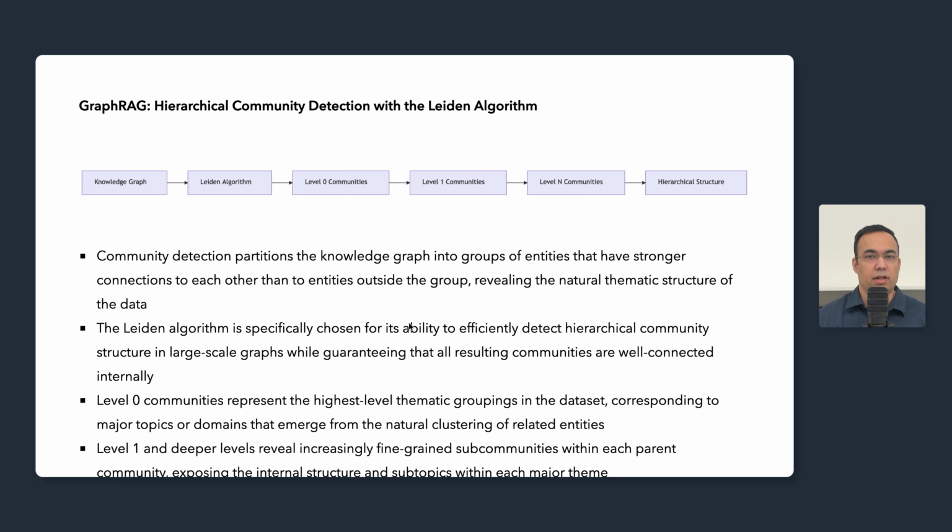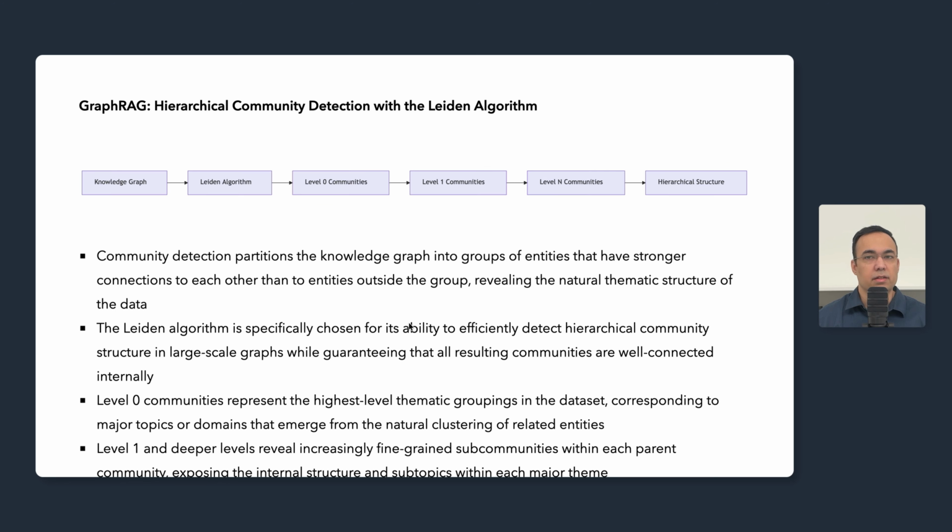GraphRAG specifically uses the Leiden algorithm for several reasons. First, Leiden is a highly efficient algorithm and can process large-scale graphs quickly. Second, it produces a hierarchical community structure, meaning you can get communities at multiple levels of granularity. Third, it guarantees that all resulting communities are well connected internally, which is important for generating coherent community summaries.